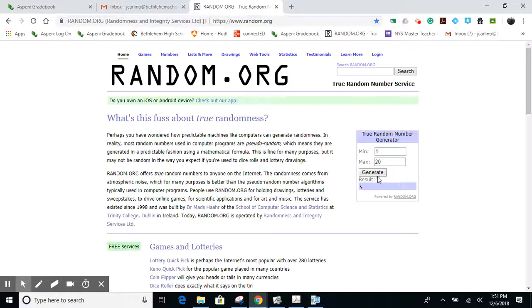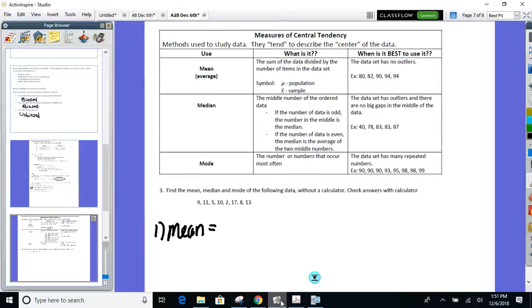When you're ready there, let's hear the mean. 18, let's hear the mean. So you got 75 divided by 8. Yep, 9.375.